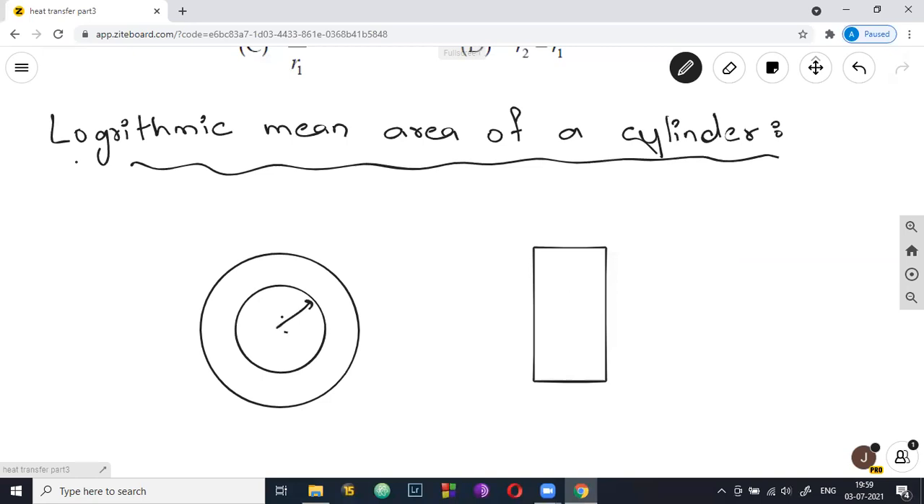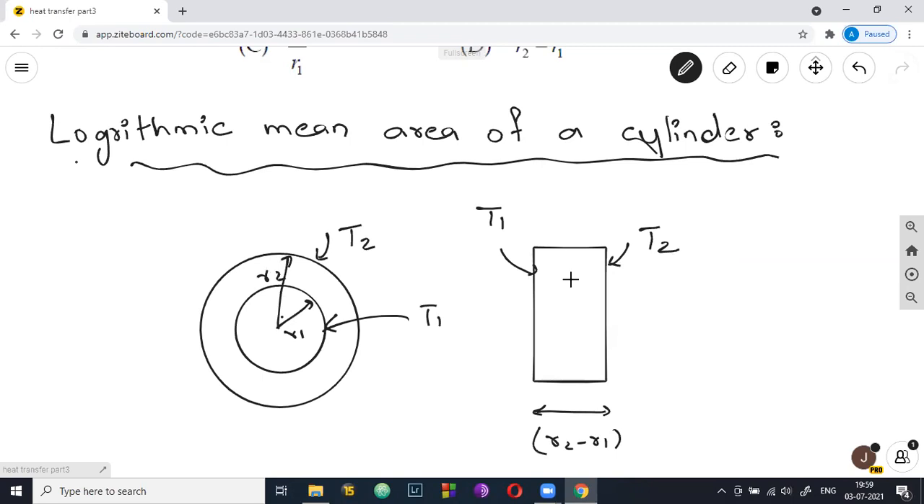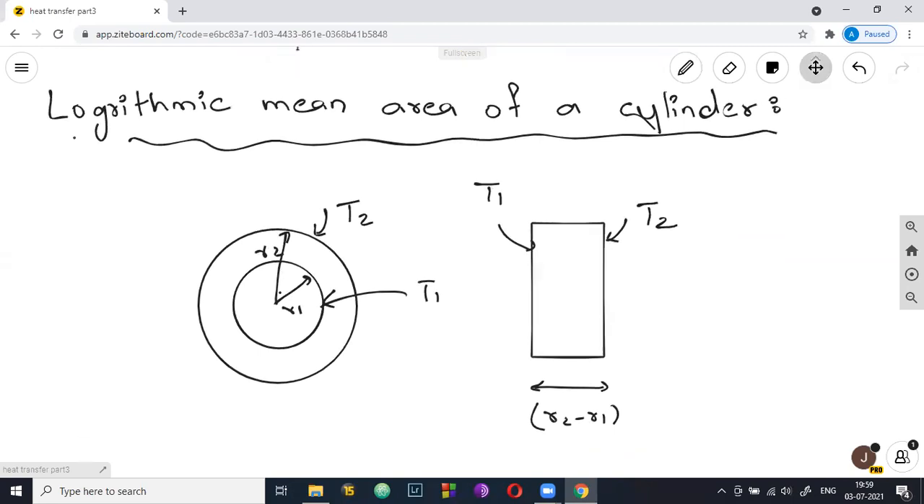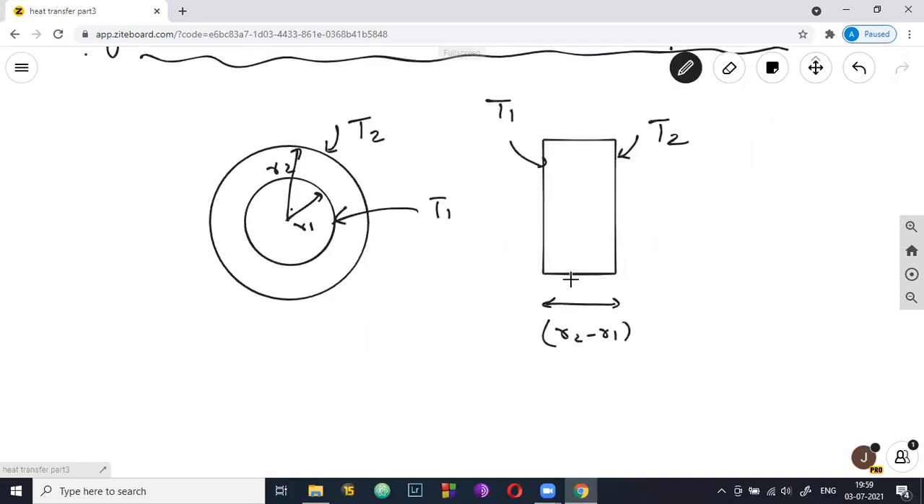So this is your R1 and this is your R2. Now, consider a wall whose thickness is R2 minus R1. That is a thickness similar to that of the cylinder. Temperature difference is also the same. Let's see here T1, T2. Here also, let's say temperature is T2. And here also the temperature is T1. And they have the same heat transfer.